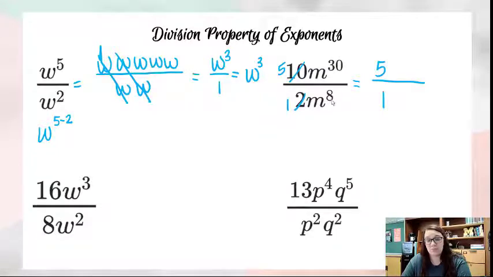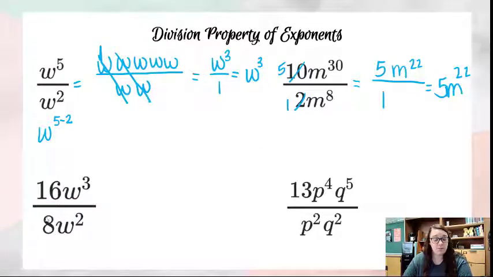So 30 minus 8 will be 22, and the leftovers are going to be on top. Since there's only a 1 on the bottom, I'm going to write it without the 1 at all. 5m to the 20. My pen is being really weird today. 5m to the 22nd.